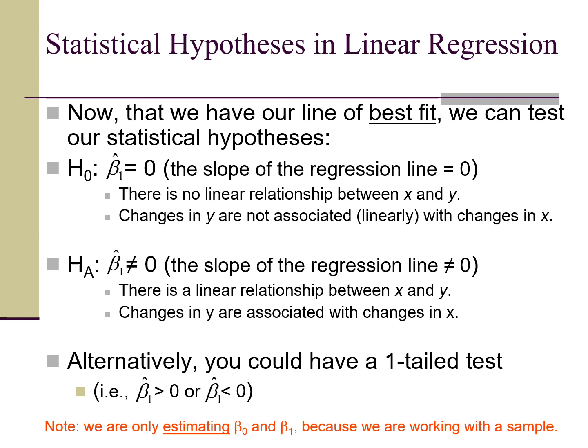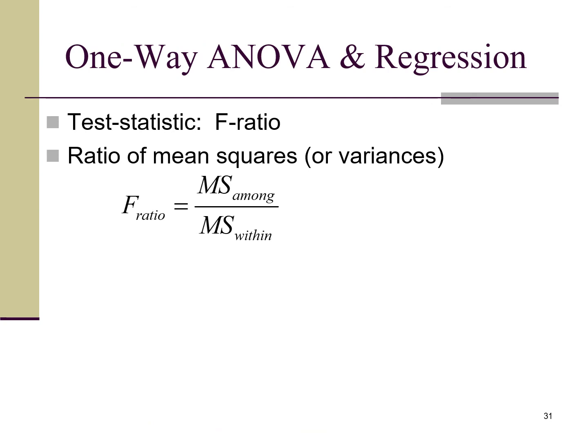Okay. A reminder, these are estimates of beta 0 and beta 1 because we're working with a sample. We don't have the population. We don't have all the ponds. Our test statistic, again, is going to be the F ratio. So we define that as the mean square among groups versus the mean square within groups.